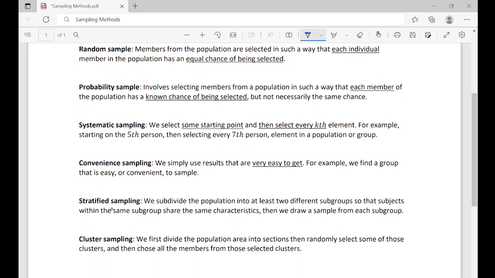Next is a stratified sampling. And here we subdivide the population into at least 2 different subgroups so that the subjects within the same subgroup share the same characteristics. And from there we just draw a sample from each subgroup. And finally we have cluster sampling, where we first divide the population area into sections, then randomly select some of those clusters. And then we choose all the members from those selected clusters.